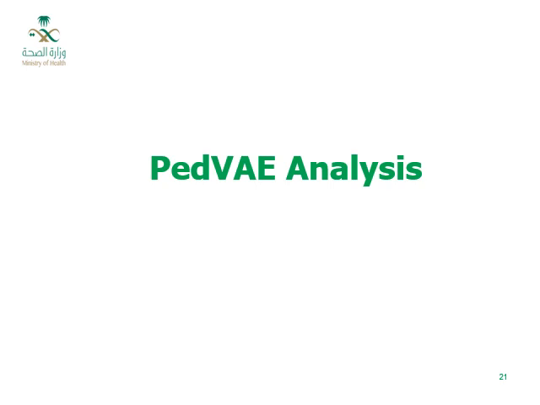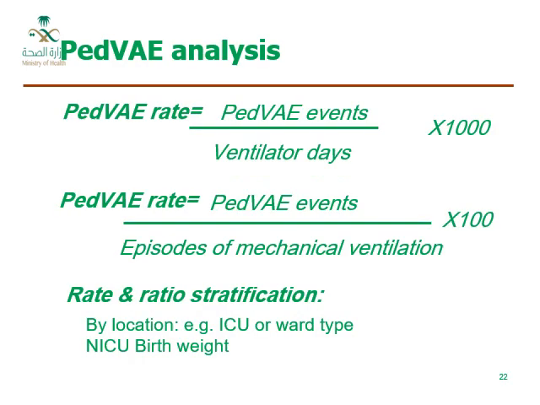Pediatric VAE analysis is done the same way as adult VAE analysis. We can calculate the pediatric VAE rate by dividing the pediatric VAE events by the ventilator days and multiplying by 1000. Also, we can use the episodes of mechanical ventilation by dividing the pediatric VAE events by the episodes of mechanical ventilation and multiplying by 100. The rate and ratio can be stratified by location or by ICU type. In the neonatal ICU, they can also be stratified by the birth weight of the patient.